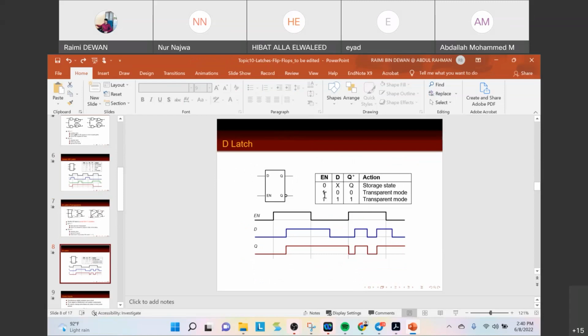So enable rising edge, you have 0, and this one will be transparent mode because it's like a reset. Then the next one is if you have enable 1 and D is 1, it's like a set. So you're going to have a 1.